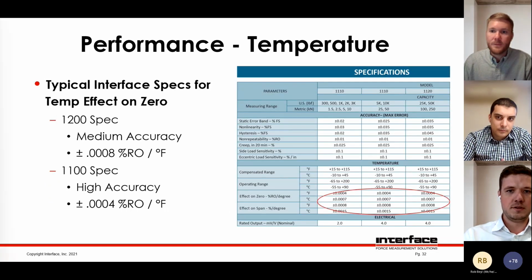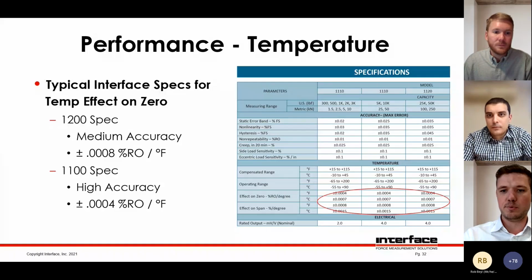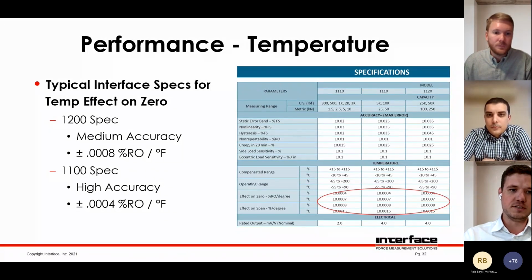Okay. Now you can see different load cells have different specs there, percentage change of rated output per degree. Obviously, we would use Celsius. But yeah, we just need to be aware of what you're looking for to be able to specify the correct load cell.